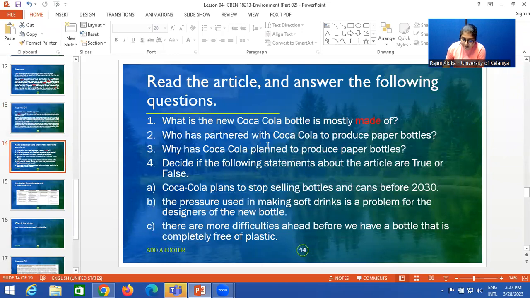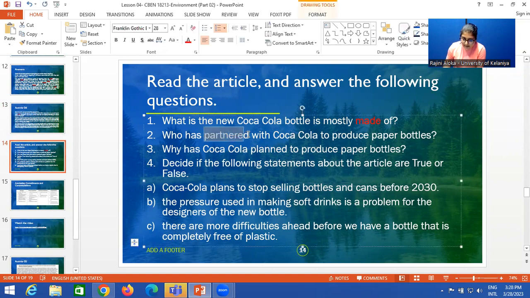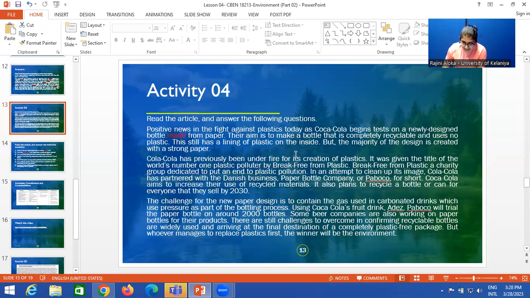Who has partnered with Coca-Cola to produce paper bottles? What do you think is the keyword? The keyword is partnered. So we'll look for partnered, the keyword, the word partnered from the text.